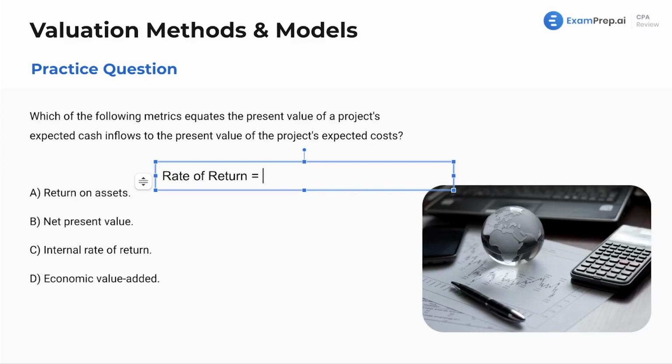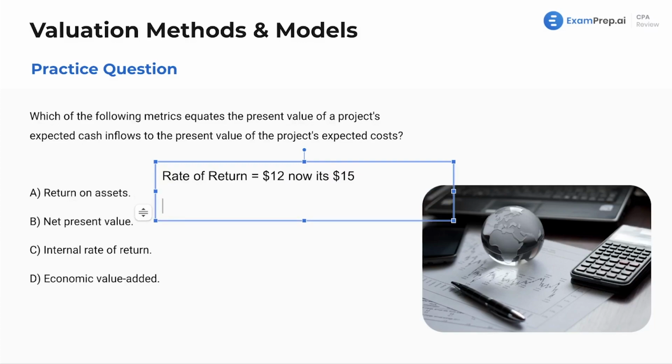Rate of return is, let's say you buy a stock at $12 and now it's $15. Another formula we know is our percentage change formula, which is the rate of return. It's new minus the old, so the new amount is 15 minus the old of 12 divided by the old.